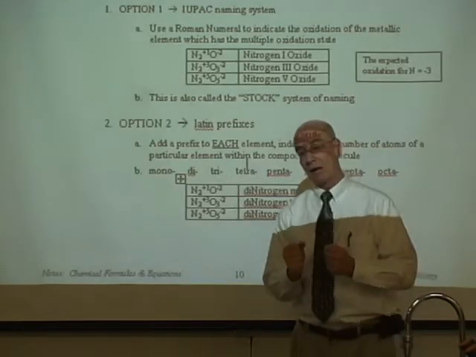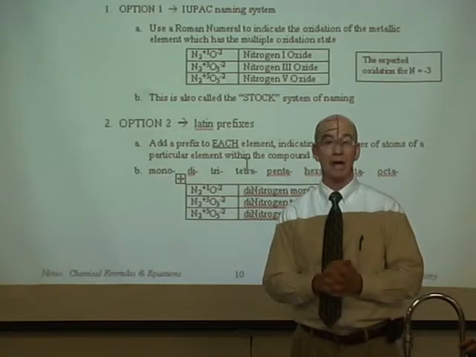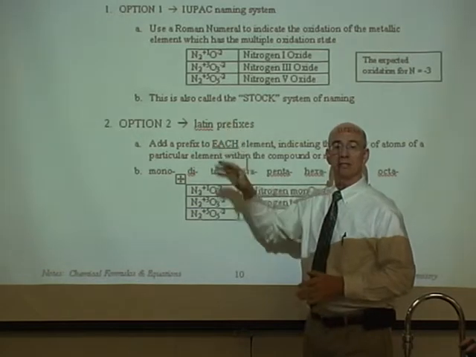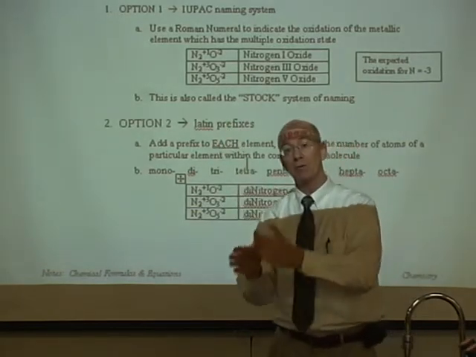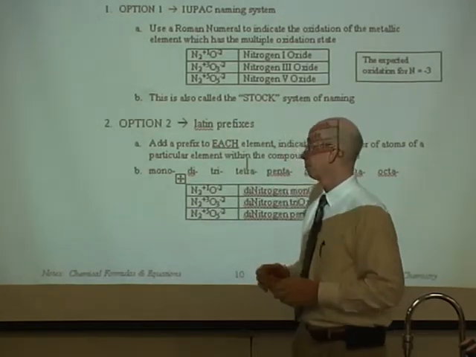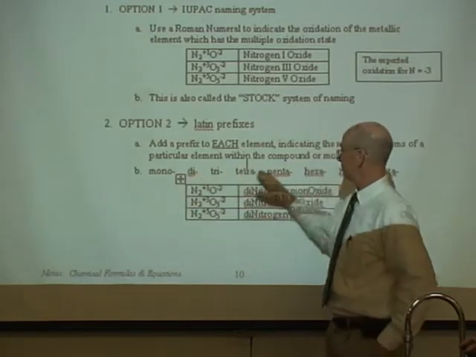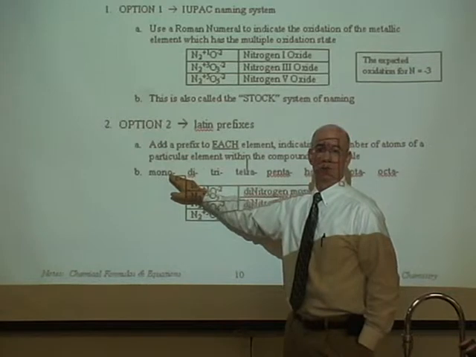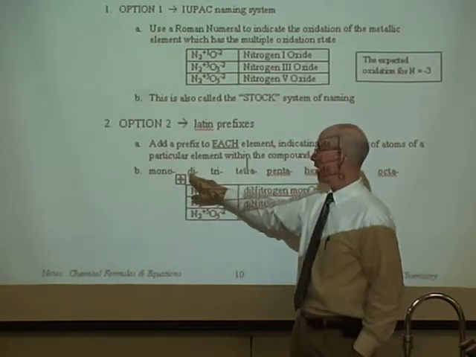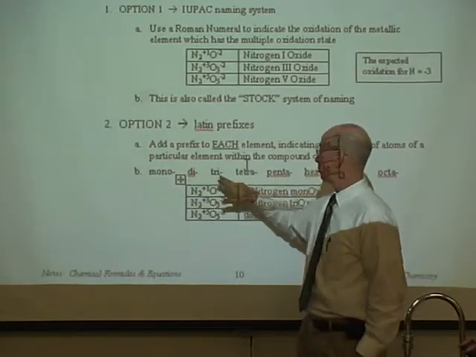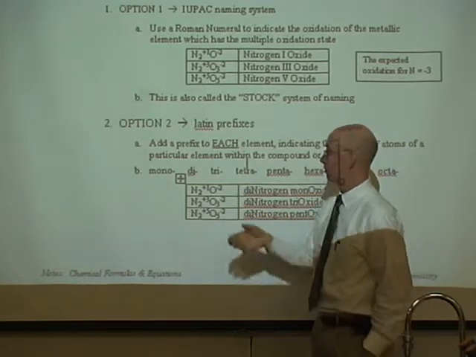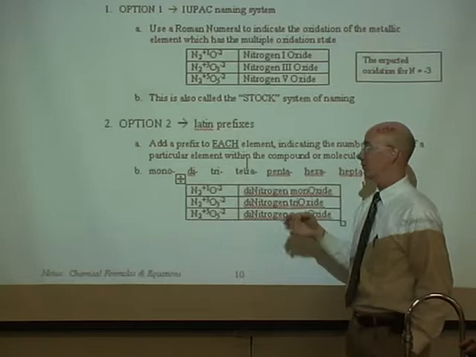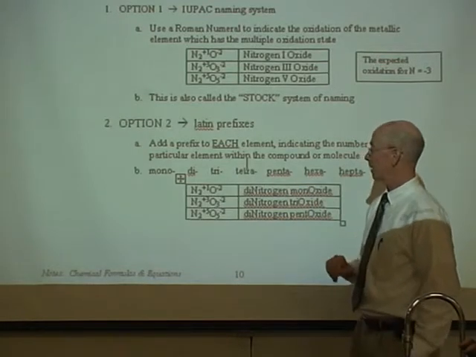The second way to name the elements that have multiple oxidation states or an unexpected state would be to use Latin prefixes that indicate the number of each element that we use. And here are the Latin prefixes. They're not hard. You know most of them. Mono means 1, monograph. Di means 2. Tri means 3, triangle. Tetra refers to 4. Pentagon, hexagon, and so forth. 5, 6.